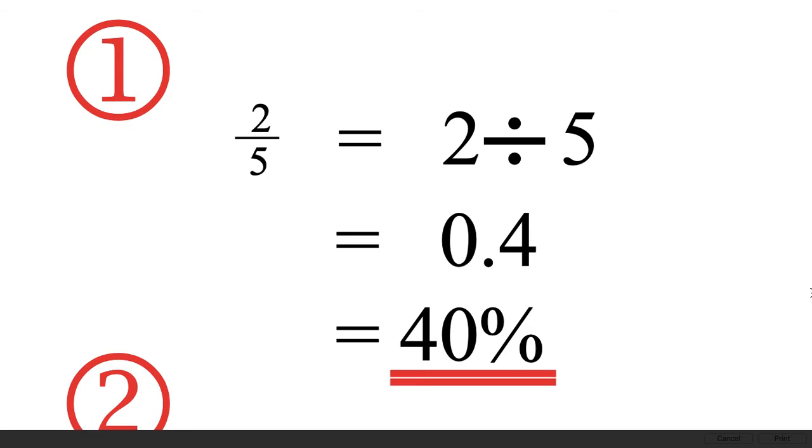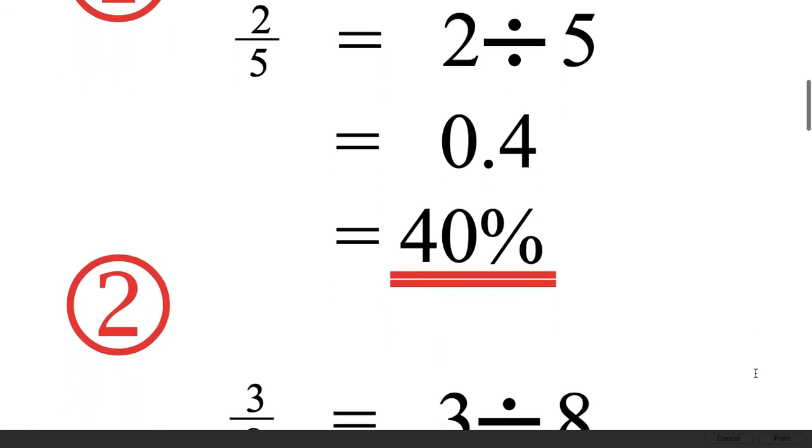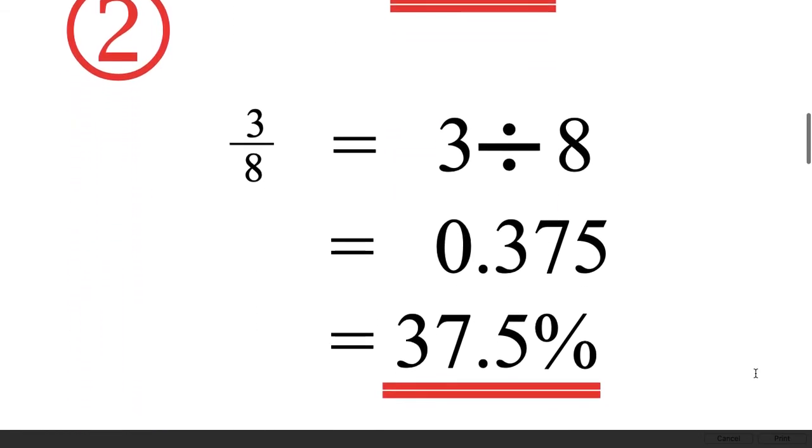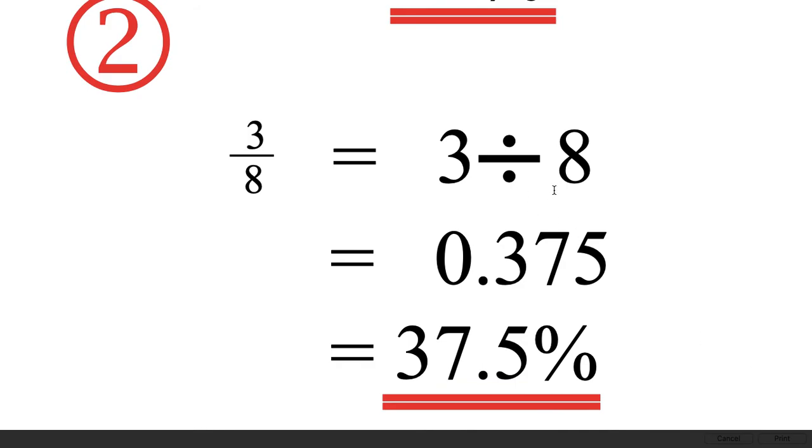So here are the answers. 2/5 means the same as 2 divided by 5, which is 0.4. Do that by hand or on a calculator. And 0.4, shifting the decimal 2 places, is the same as 40 hundredths or 40%. Question 2. 3/8 means 3 divided by 8. The line in a fraction means divide. 3 divided by 8 is 0.375, which, shifting the decimal 2 places, is 37.5%.